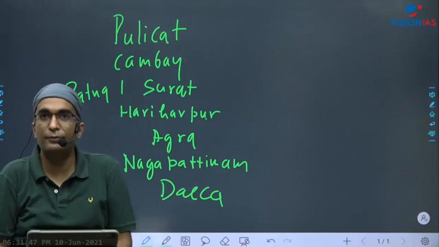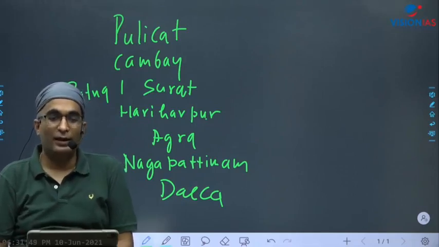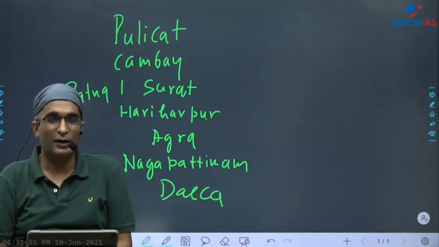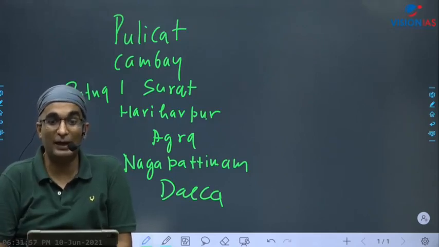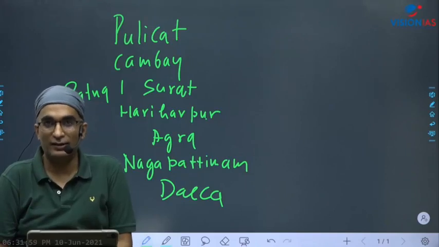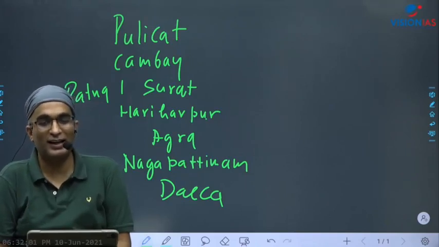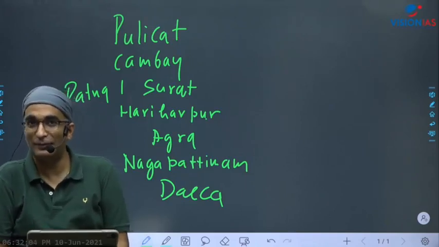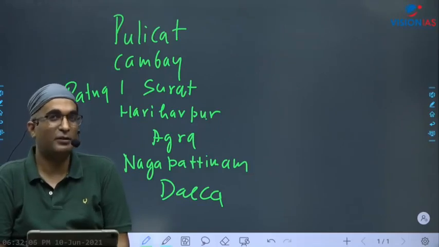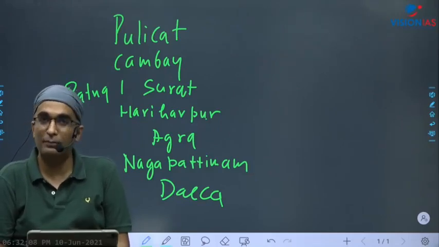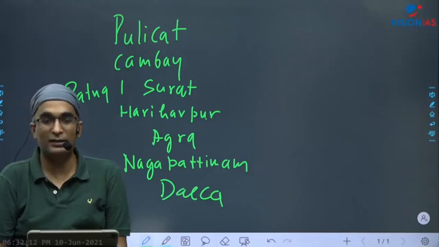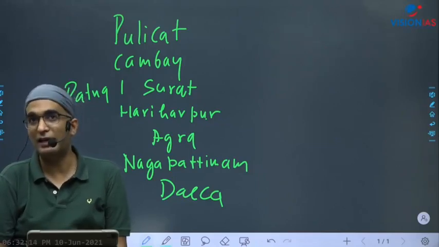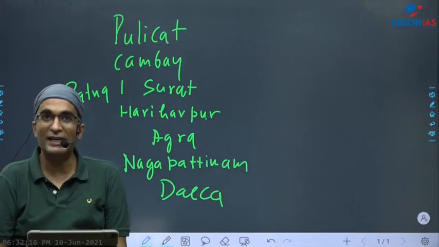Patna. So I hope you know Pulicat. It's a lake, Pulicat Lake, and the Sriharikota, the space center of India, is there in the Pulicat Lake. Cambay, Gujarat. Surat, you know Gujarat. Agra, UP. Hariharpur, Odisha. Then Patna, you all know, Bihar. Dhaka, Bangladesh, and Nagapattinam, Tamil Nadu. So these all places, they created these factories or trading centers.